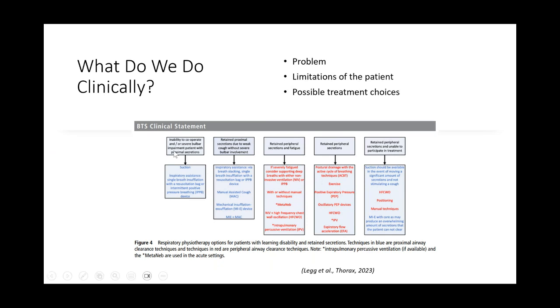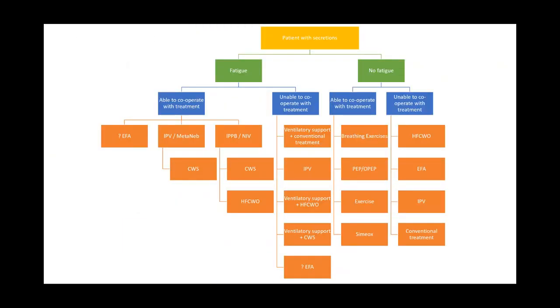And we looked at those that had an inability to cooperate or severe bulbar problems, retained proximal secretions due to a weak cough, retained peripheral secretions and fatigue, retained peripheral secretions, and those that were unable to participate in treatment. And we highlighted proximal and peripheral airway clearance techniques. And for me, this is how I would categorise the airway clearance techniques to mobilise secretion.